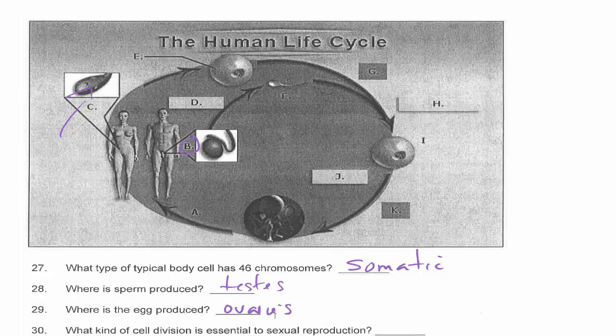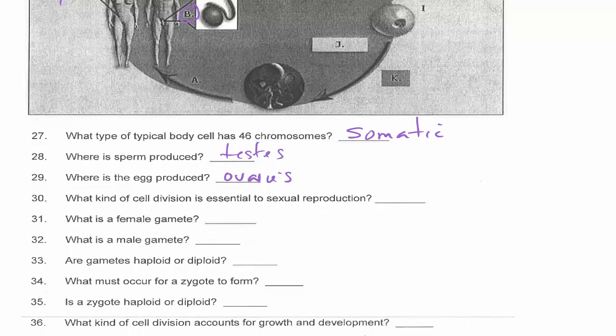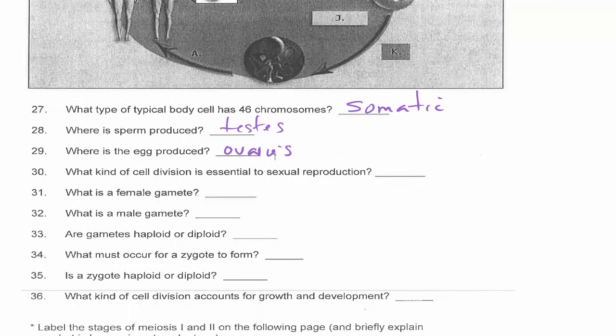And then we'll move up the page a little bit. What kind of cell division is essential to sexual reproduction? If I say mitosis and meiosis, you're going to go for meiosis. But you've got to spell it right. The female gamete is the egg, sometimes called the ova, or ovum singular. And that in the diagram up above would be letter E. By the way, these do have corresponding letters here. Somatic cells. The testes were at B. The ovary is at C.